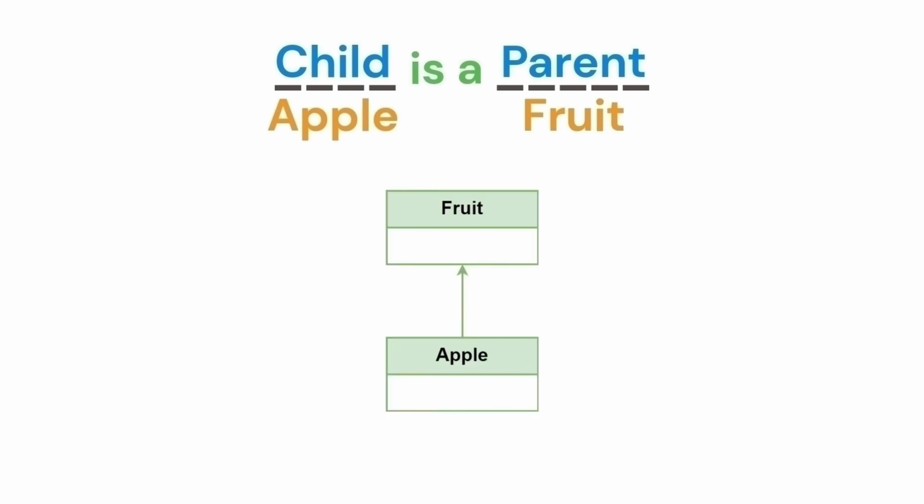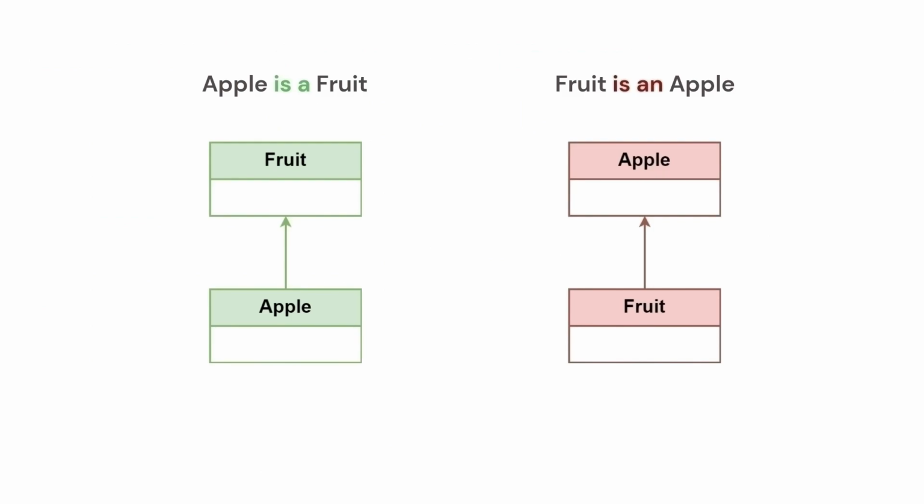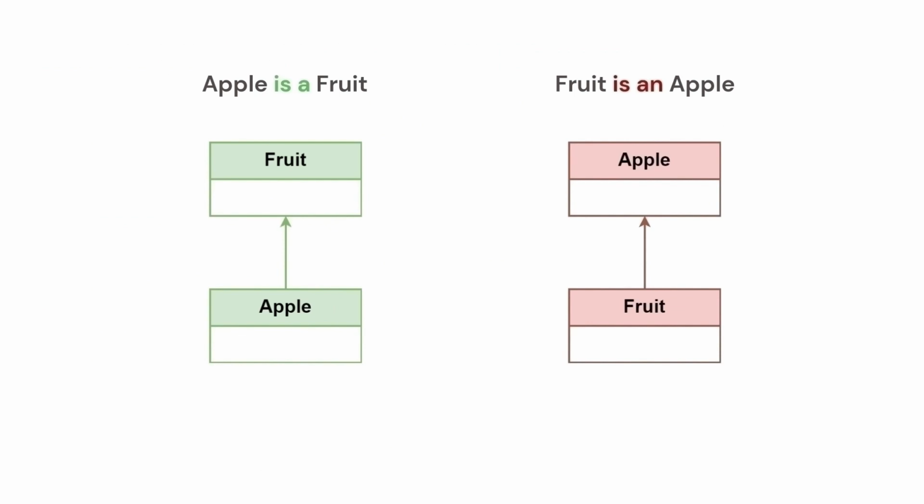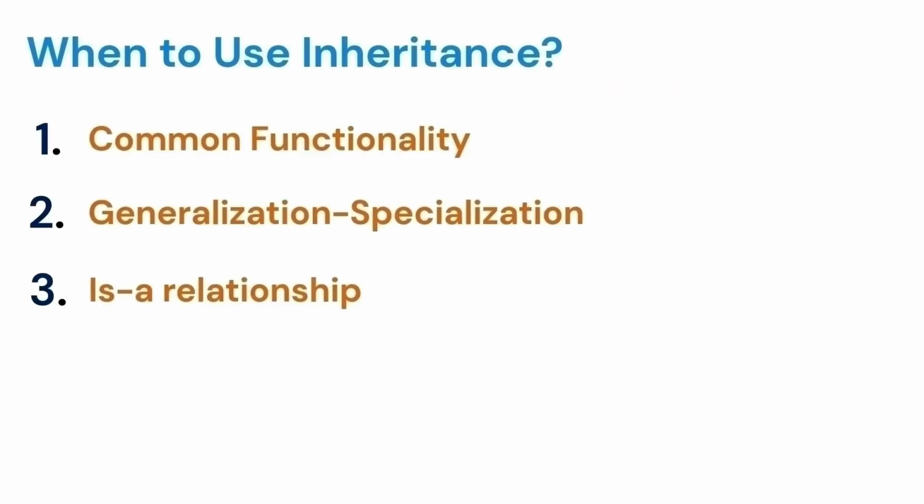In an is-a relationship, the left side represents the child and the right side represents the parent. Apple is a fruit. Here apple is the child and fruit is the parent. It's also important to note that the is-a relationship is unidirectional. Apple is a fruit is true, but fruit is an apple might not be true. A fruit can be a mango, banana, or any other fruit. Which of these criteria do you think is better? 1, 2, 3, or 4?